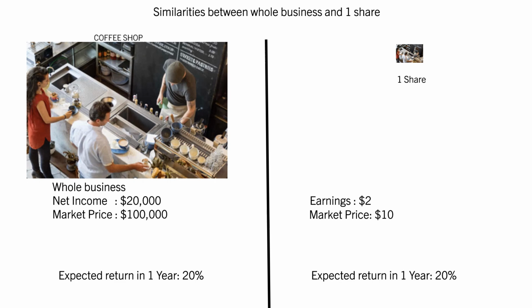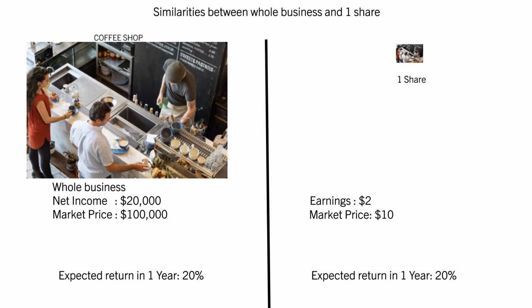Now let's look at the numbers for the one share. So when we are looking at that little micro business, is how I want you guys to look at it. Okay, you would see that the earnings, and all I did was I took those numbers and I divided it by 10,000, because that was the number of shares outstanding. So that will represent the value of one share. You can see that the earnings is $2 and that the market price is $10. So my expected return in 1 year is the same thing.